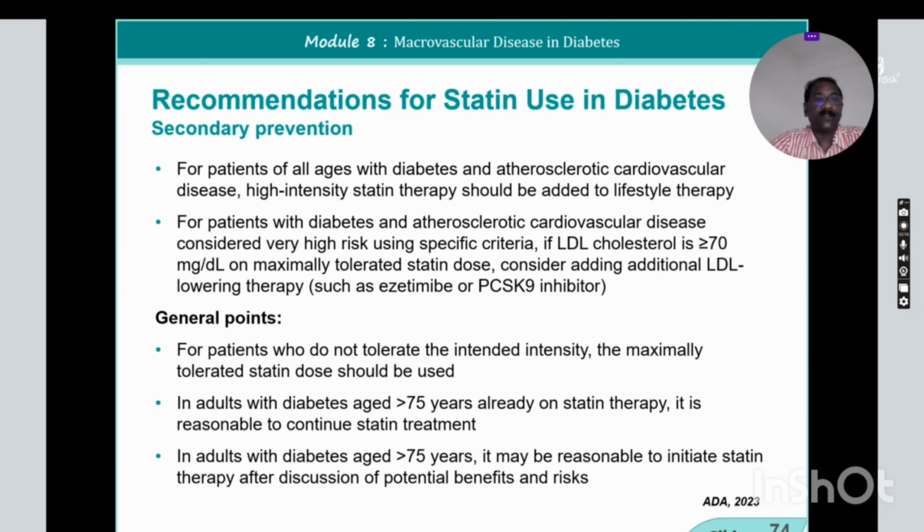So now the general points. For patients who do not tolerate the intended intensity, the maximal tolerated statin dose should be used. In adults aged more than 75 years already on statin therapy, it is reasonable to continue the statin therapy. In adults with diabetes more than 75 years, it may be reasonable to initiate statin therapy after discussion of the potential benefits and risks. See, with statins, the benefits are much more when compared to the risks. The risks are only myalgias and rhabdomyolysis.